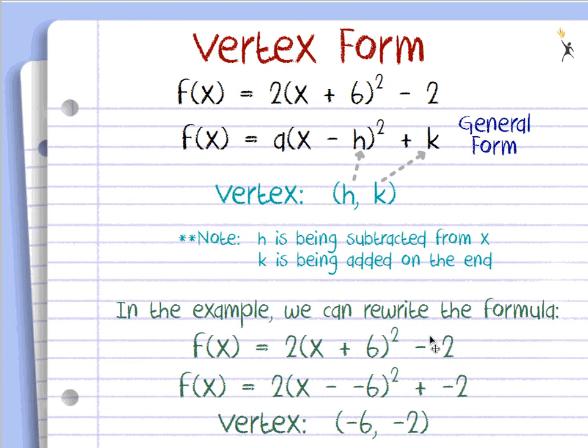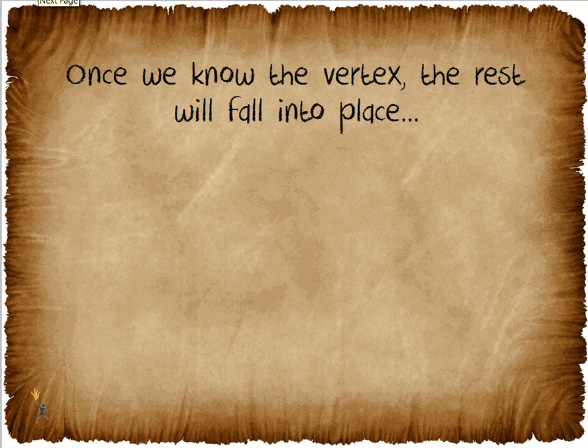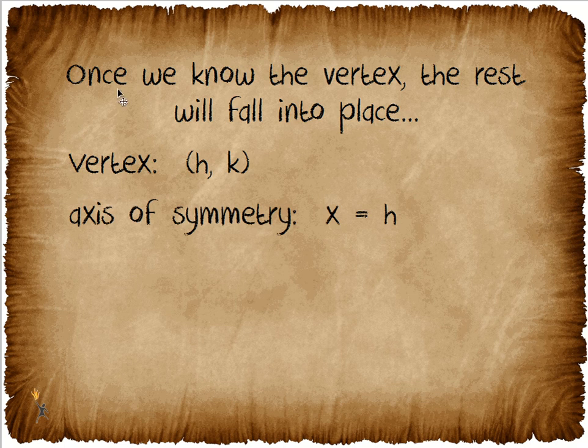And whatever comes after the parentheses, like this minus 2, I can bring that straight down and put it as the y value in my vertex. And once you know the vertex, everything else is going to fall into place. We're going to have our vertex of h, k. The axis of symmetry is simply going to be x equals h. Usually we had to find the axis of symmetry first and plug it in to find k. This time the vertex is going to give me my axis of symmetry value.